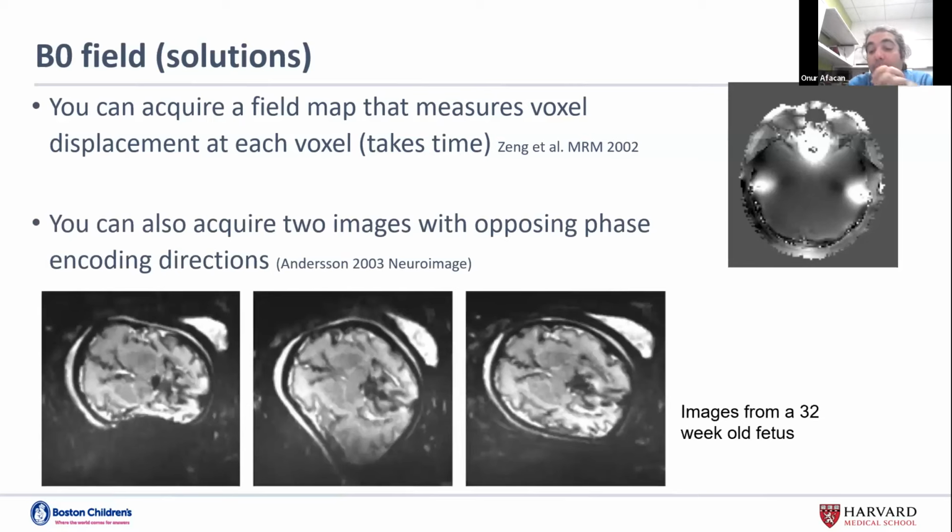Here's a fetal brain example where we acquired two images from a 32-week-old fetus. You can see that we are changing the phase encoding direction from AP to PA in this example, or top-down to down-up. You can see how there's a pile up in the left image, whereas in the middle image, which is the opposite phase encoding direction, there's the opposite, an enlargement of the volume. So what we can do is what's suggested by Andersson et al. in 2003, an algorithm called TOPUP. You can register these two images into a middle image, and as you can see, you get an almost perfect looking image.